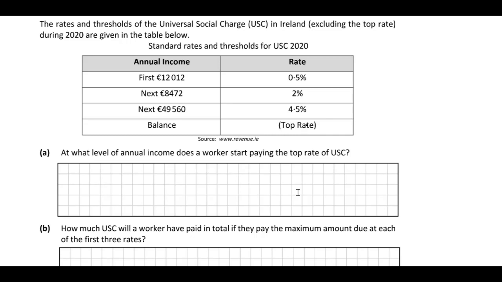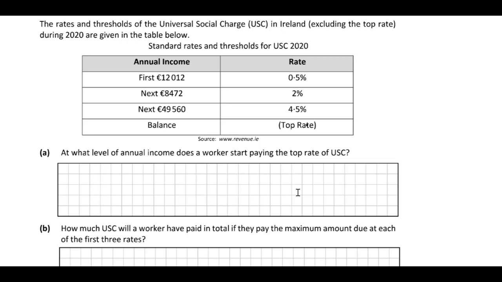So for the first 12,012 euros that you earn, you've got to pay 0.5% on that. For the next 8,472 euros, you've got to pay 2%. And then for the next 49,560 euros, you've got to pay 4.5% on that. Whatever's left over, after you add these three up, you've got to pay some other rate which we're not given. At what level of annual income does a worker start paying the top rate of USC?